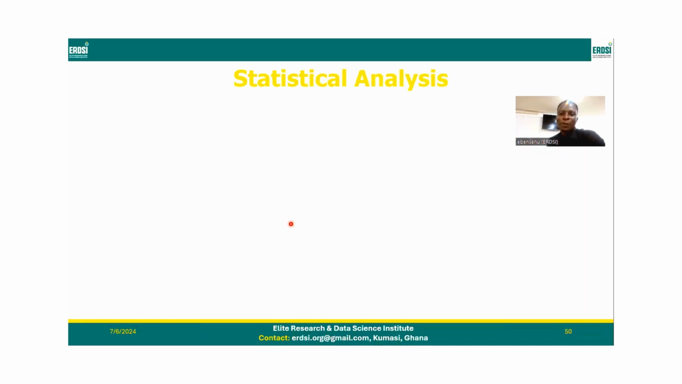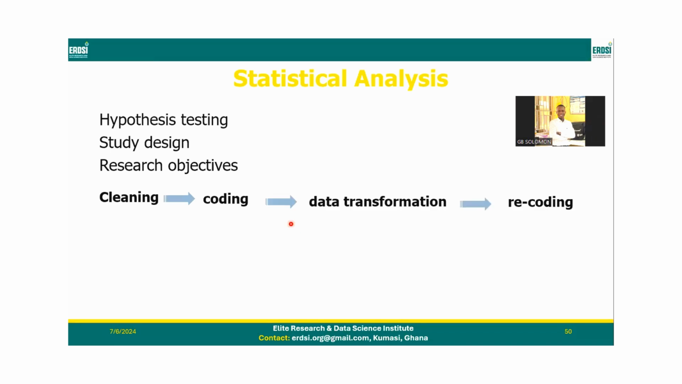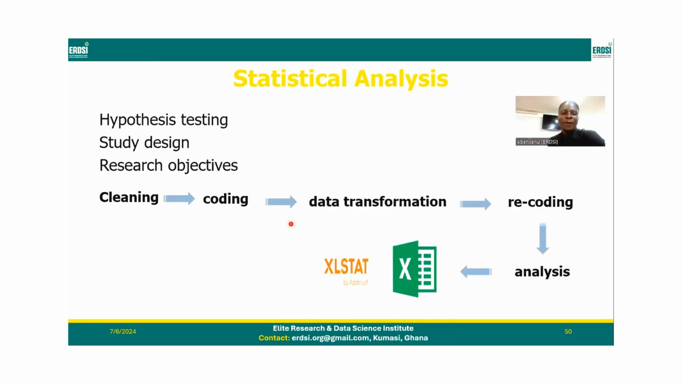Then we cannot account for statistical analysis, where we look at the hypothesis that you are testing, from the alternate hypothesis, we look at your study design, and we look at your research objectives. This will help us to do the analysis that we are interested in. If you follow all this process, then we can adapt.